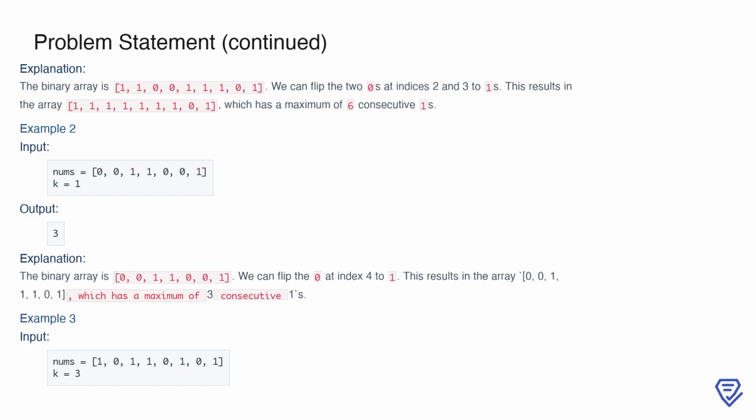In another example, where the input is 0, 0, 1, 1, 0, 0, 1, and k is 1, we can flip one 0. By flipping the 0 at index 4, the array becomes 0, 0, 1, 1, 1, 0, 1, and the longest sequence of consecutive 1s is 3, which is the output.